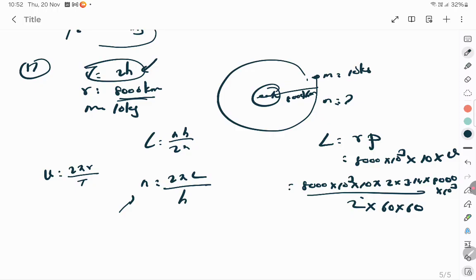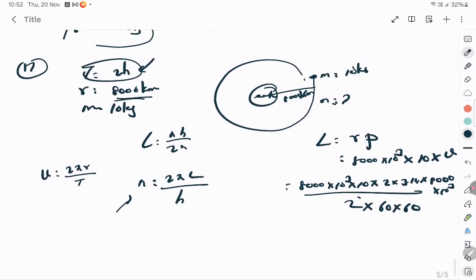What have they written in this question? They are calculating L, then MVR. Doesn't matter, we are also using MVR only. Conceptually, it's all correct. We should get the same answer. Let's see if we're getting the same answer.